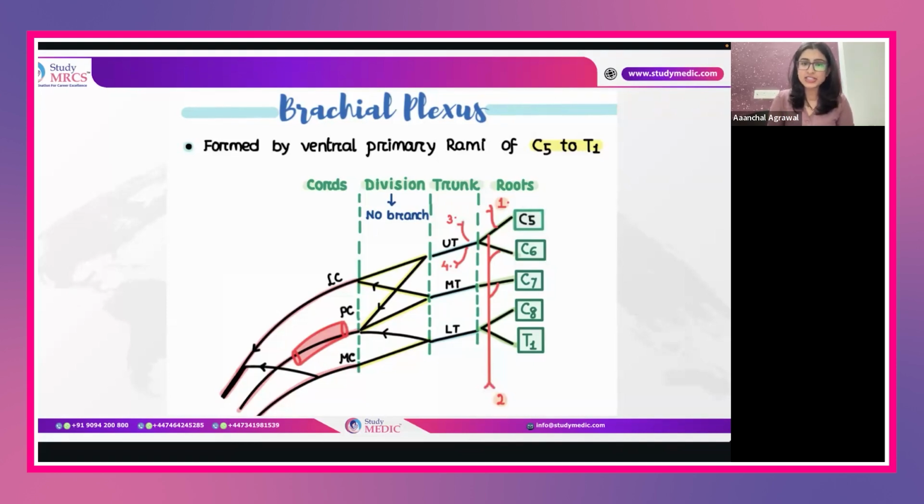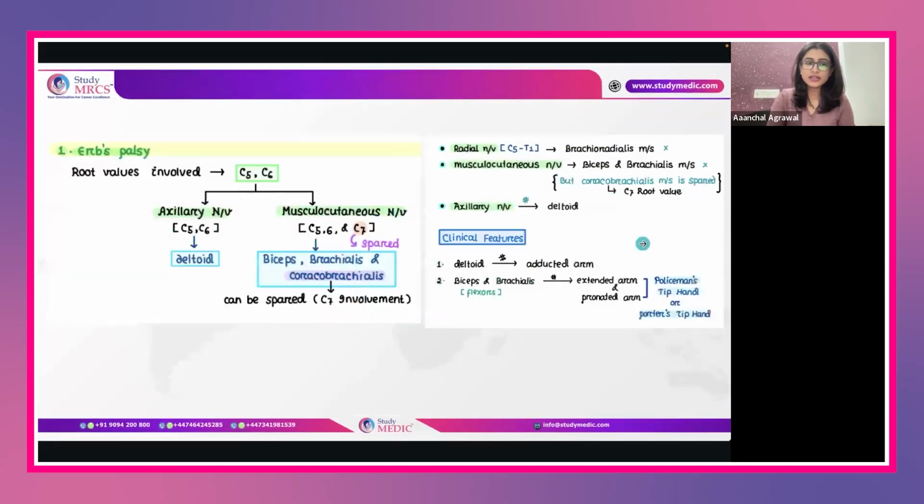And in this session, mainly I'll be explaining the injuries like Erb's palsy and Klumpke's palsy because the questions are mainly from that area. Okay. So first is the Erb's palsy. What is the nerve root injury or what is the nerve injury here? It involves the root values of C5 and C6, the upper half of the brachial plexus.